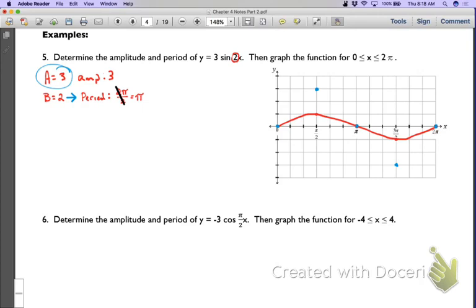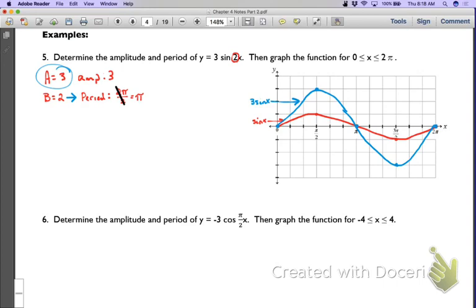So the red one is just if it is sine of x. The blue one would be if it was, looks something like that. This would be if it was 3 sine of x.